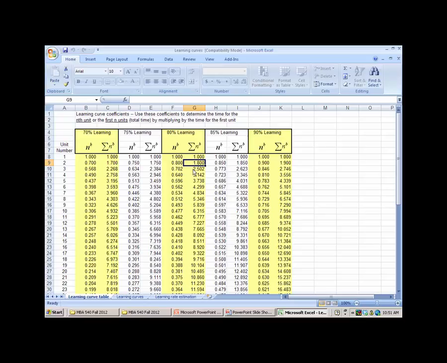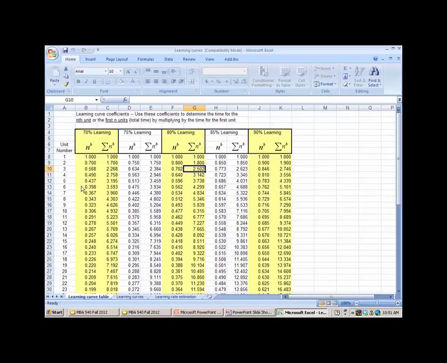Make sure you understand where that number comes from. Another way to look at this is I simply take the sum of all the numbers in this column up to that point. So I take the sum of 1, 0.8, 0.702, it gives me 2.502. I can interpret that as saying if we have an 80% learning curve, the cumulative time for the first 3 units will be 2.502 times the time of the first, or 250.2% of the first.